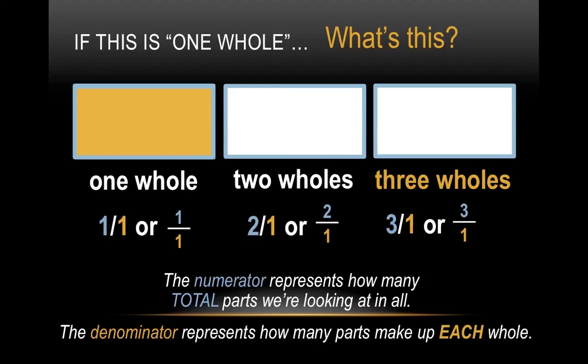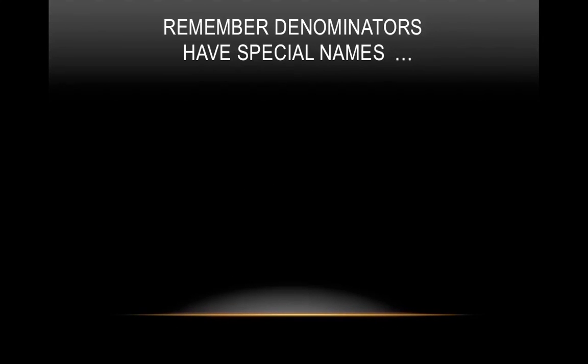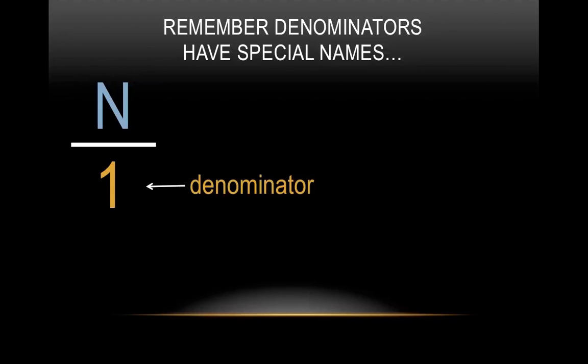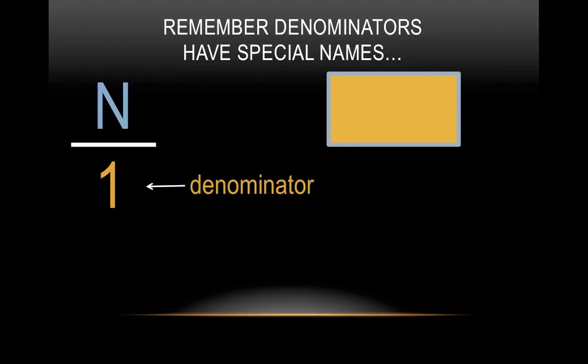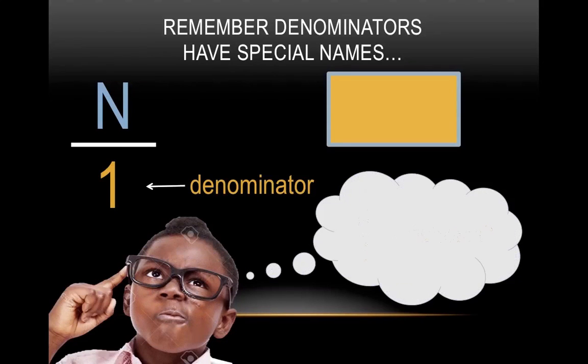But the numerator changes with each whole we add to our model. This all sounds very confusing, but remember, the denominators have special names. The number 1 as a denominator has a very special name, and that special name is wholes. So a denominator 1 reads wholes.